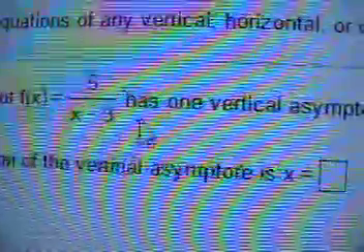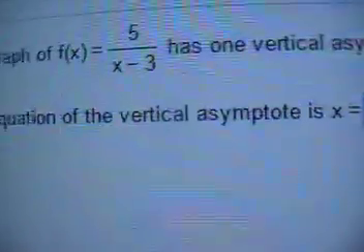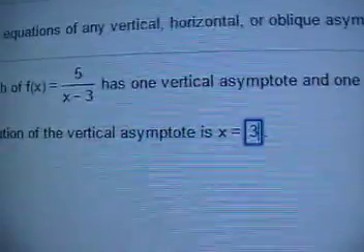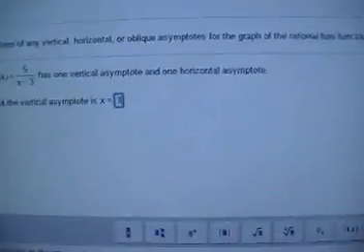x minus 3 equals 0. You would add 3 to the other side, and it's like going from a factor to a 0. x minus 3 is a factor, so x equals 3 is the 0. And in these graphs, we cannot have 0 in the bottom. That'll cause it to be undefined. So that's the vertical asymptote.